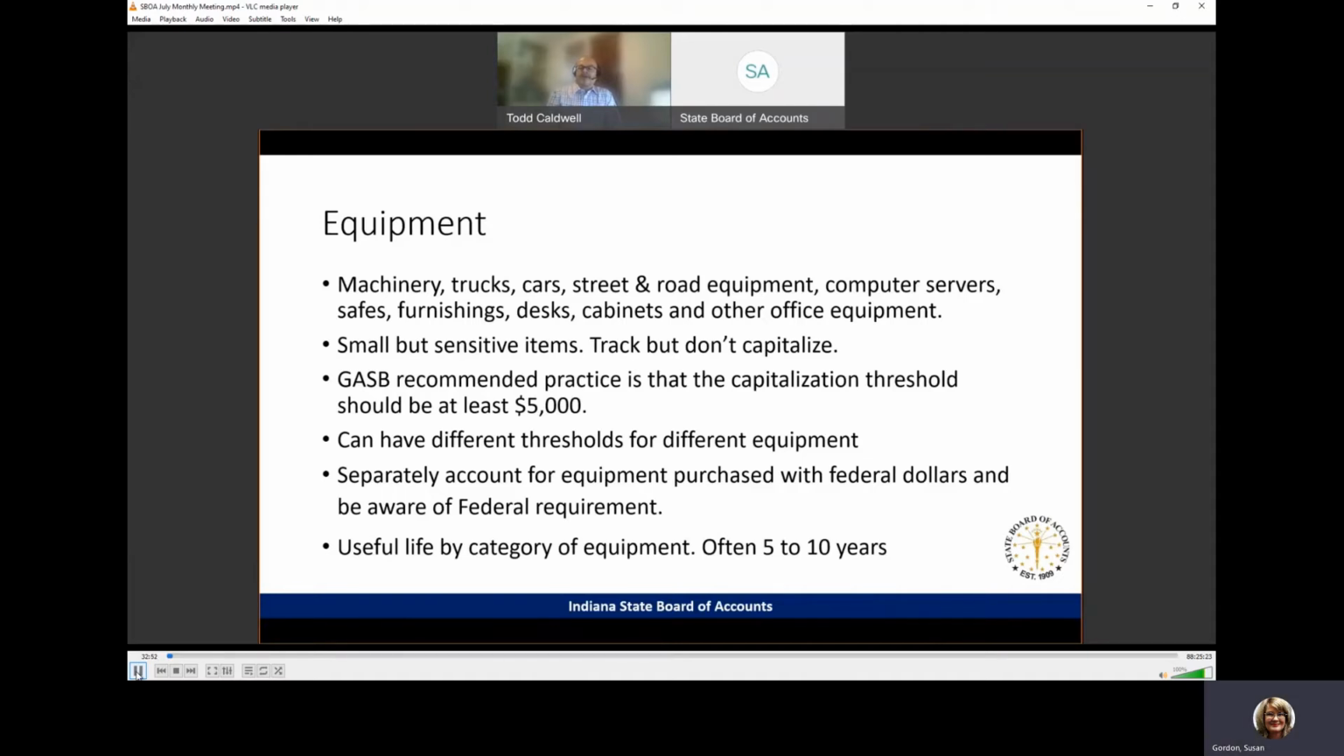And different equipment can have different thresholds. You could have a threshold or a capitalization policy for just computers, and you could have a different one for vehicles, or you could have one that just covers all equipment. It's up to you and whatever works in your community.